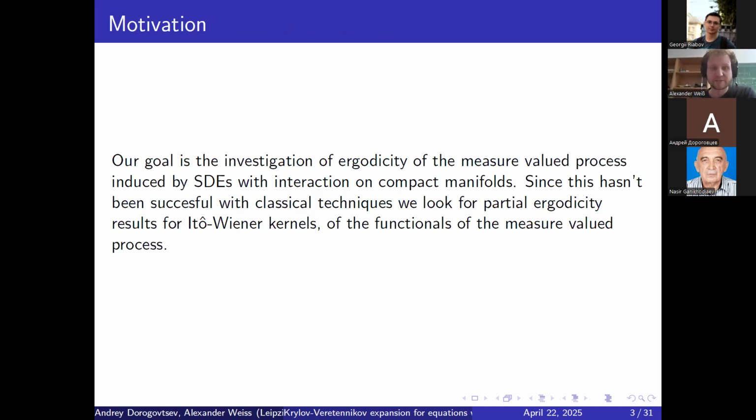The typical techniques failed, and therefore we have started to look for maybe partial ergodicity results, which don't cover ergodicity for the entire measure value process, but maybe just for the Itô-Wiener kernels of functionals of the measure value process. And in order to investigate Itô-Wiener kernels of the Itô-Wiener expansion, we would like to have them in a good form. This is why we started to investigate the Krylov-Veretennikov expansion for these kinds of processes.